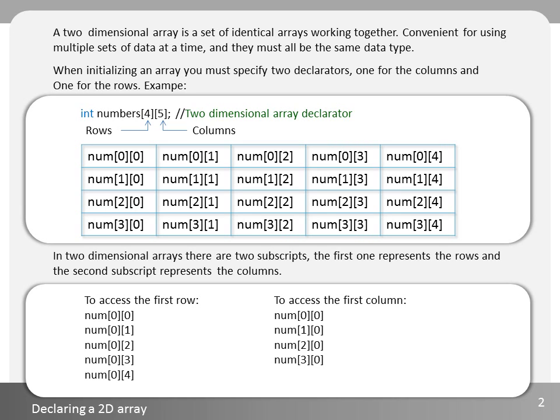And to access a specific element, we're going to be using subscripts again. Remember that subscripts start at 0. If we want to access the first row, we would leave the first set of brackets with a 0 and increment the second set of brackets, starting at 0 and ending at 1 less than its size declarator. If we wanted to access a column, then we'd leave the second set of brackets with a 0, and we'd increment the first set of brackets starting at 0 and ending at 1 less than its size declarator.